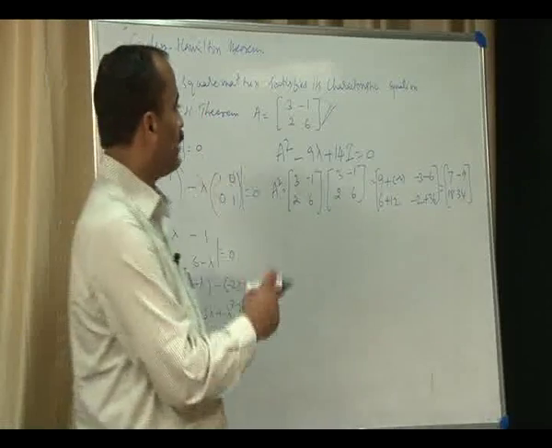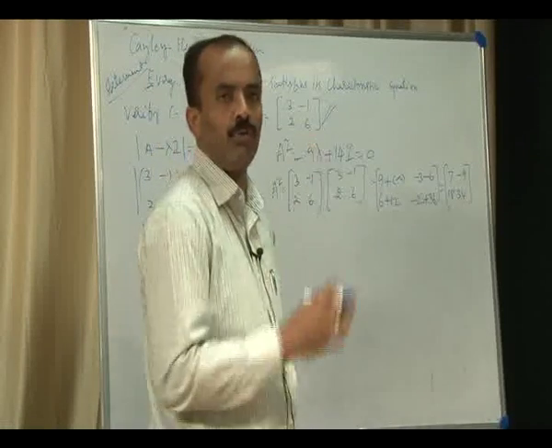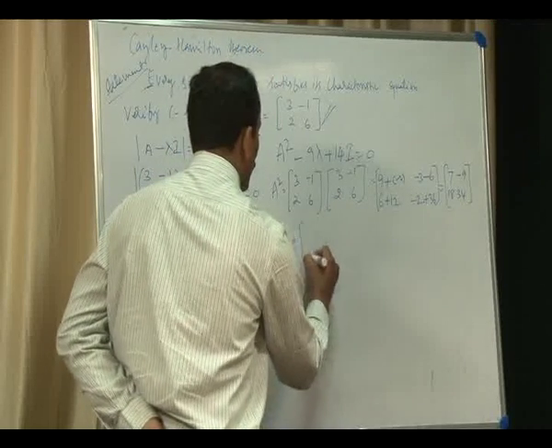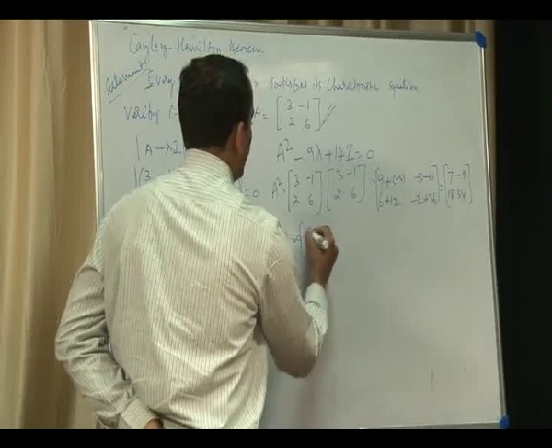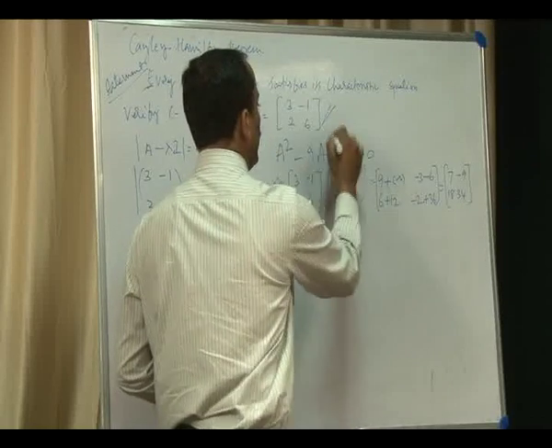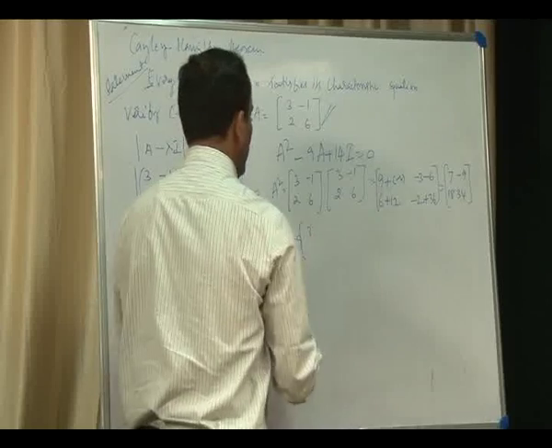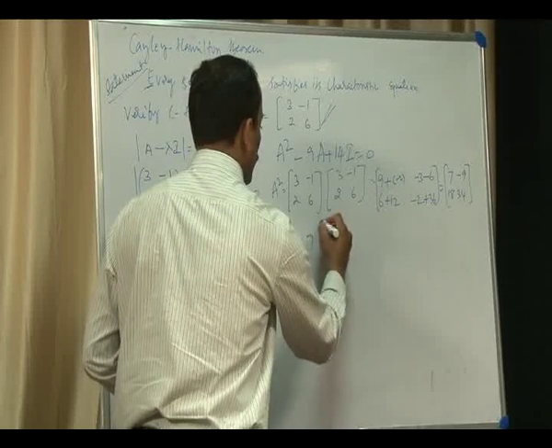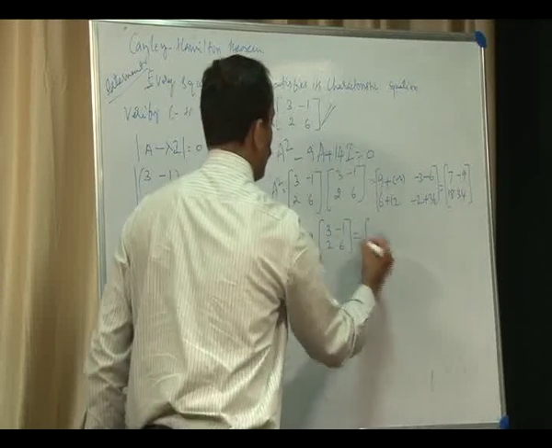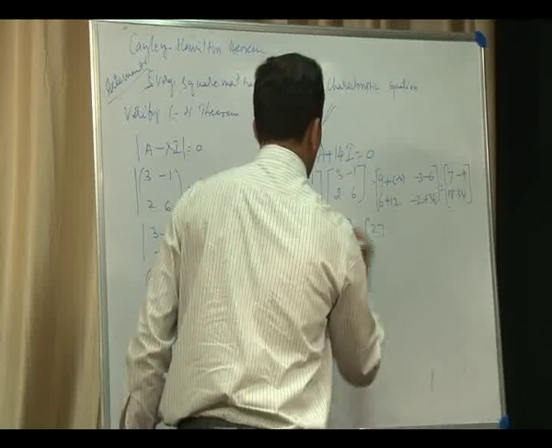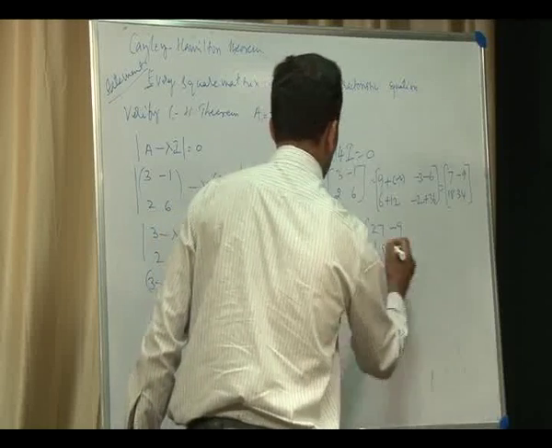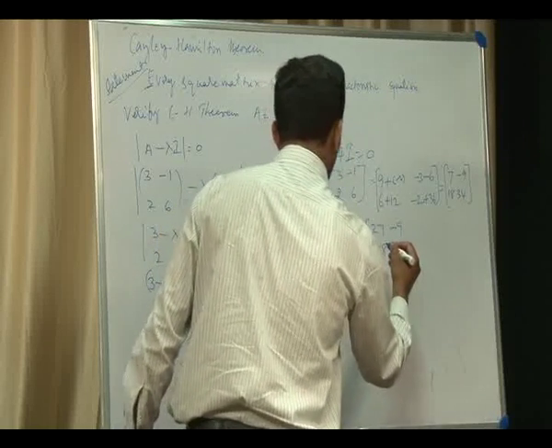Now, we got the value of A squared as [7 -9; 18 34]. Next, 9A is equal to 9 into A. So 9 times [3 -1; 2 6] is 9 threes are 27, 9 into minus 1 is minus 9, 9 into 2 is 18, 9 into 6 is 54.